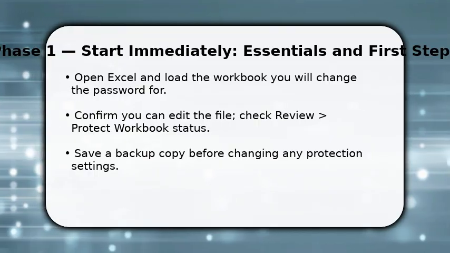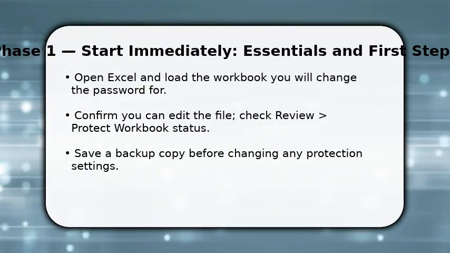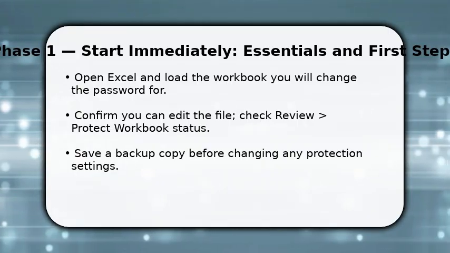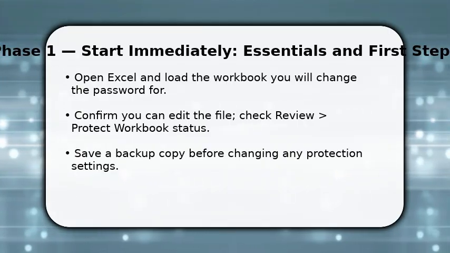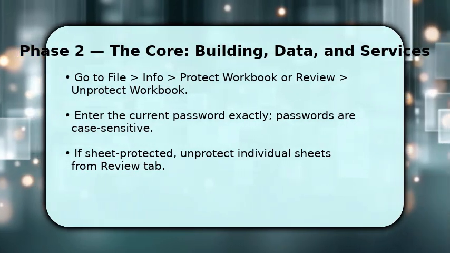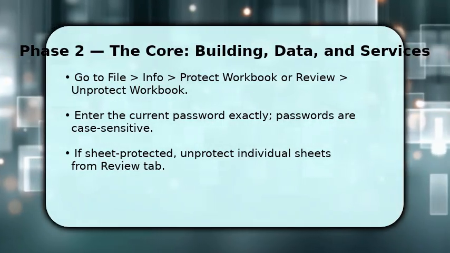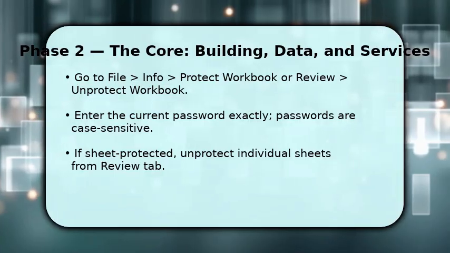Then, navigate to File Info to find protection controls. This is where Excel stores the current password and removal options, so keep going to the next step. Once you are in Info or the Review tab, choose Unprotect Workbook or Unprotect Sheet and enter the current password when prompted. Remember, passwords are case-sensitive, so type carefully.